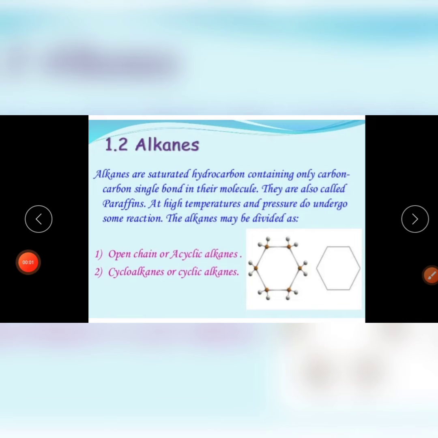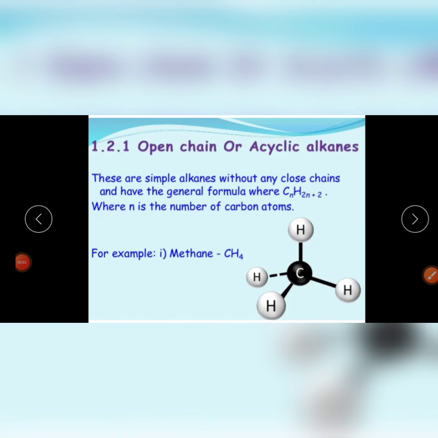So now let us understand alkanes. Basically, alkanes are saturated hydrocarbons containing only carbon-carbon single bonds, and these hydrocarbons are also known as paraffins, which are further categorized as acyclic alkanes and cyclic alkanes. Let us understand these acyclic and cyclic alkanes one by one. The acyclic alkanes, or open chain alkanes, are simple alkanes without any closed chain, meaning they have open chain structures.